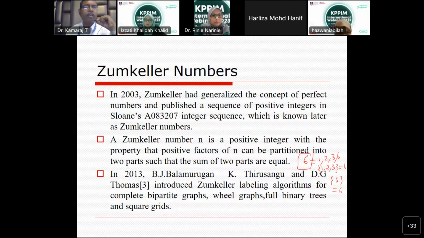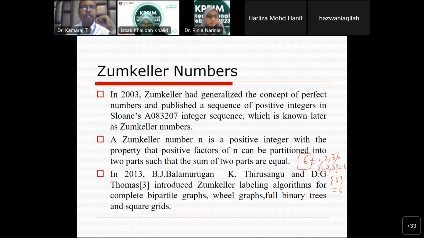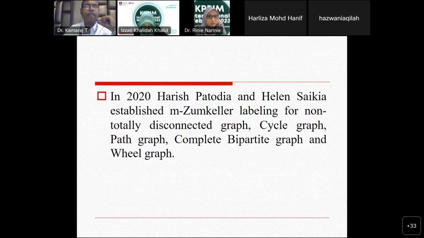In the year 2013, Dr. Balamurugan and Thirusangu and Dr. K.G. Thomas introduced Zumkeller labeling algorithms for complete bipartite graphs, wheel graphs, full binary trees, and square grids. In the year 2020, Harish Potadia and Helen Saikia established M-Zumkeller labeling for non-totally disconnected graphs. Let me show what M-Zumkeller labeling is in the next slide.